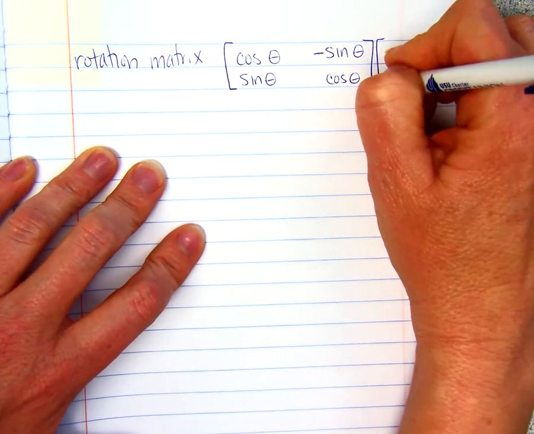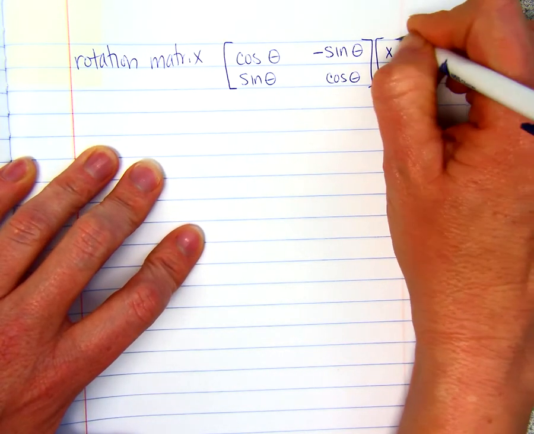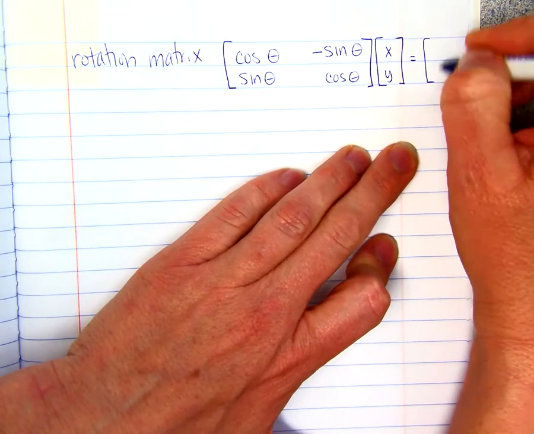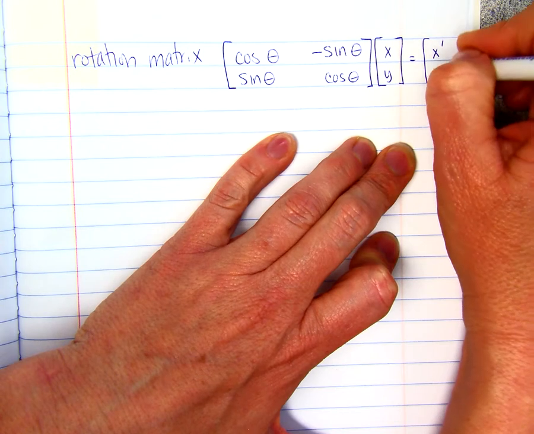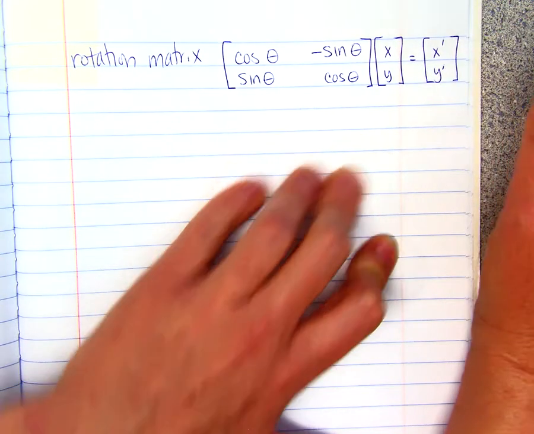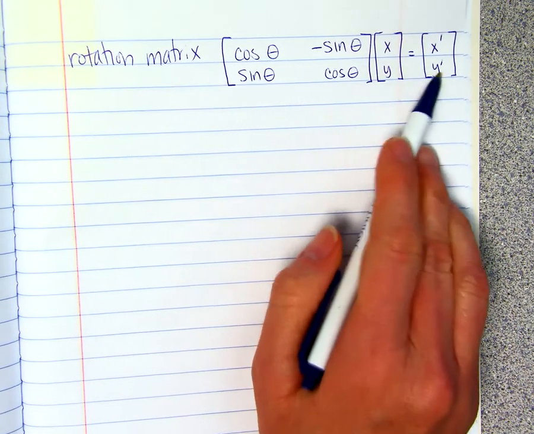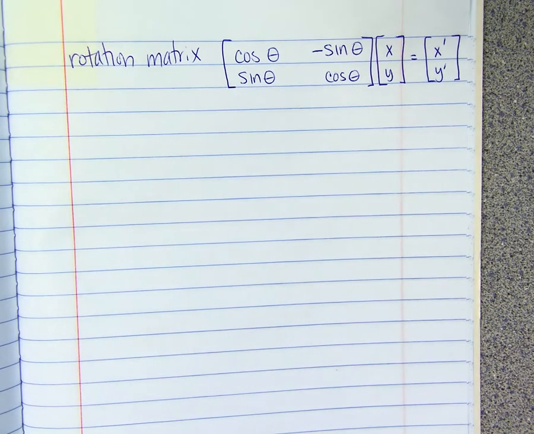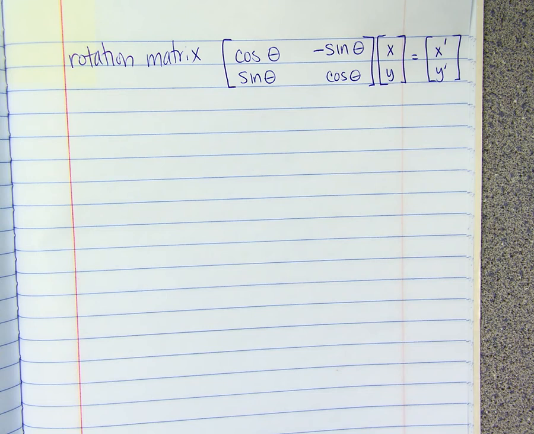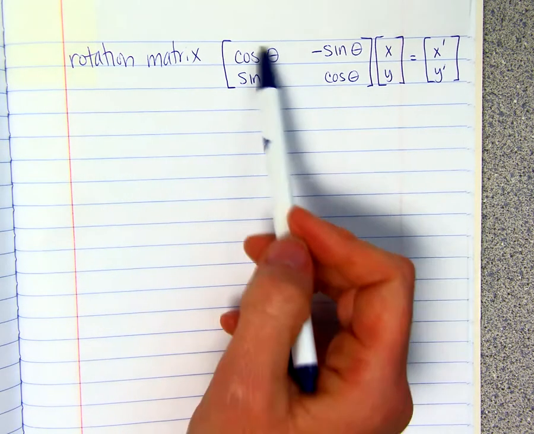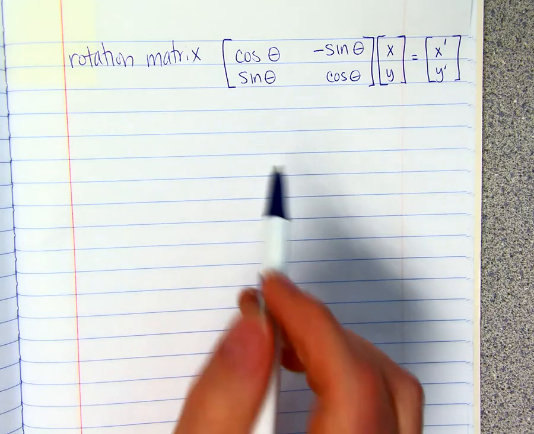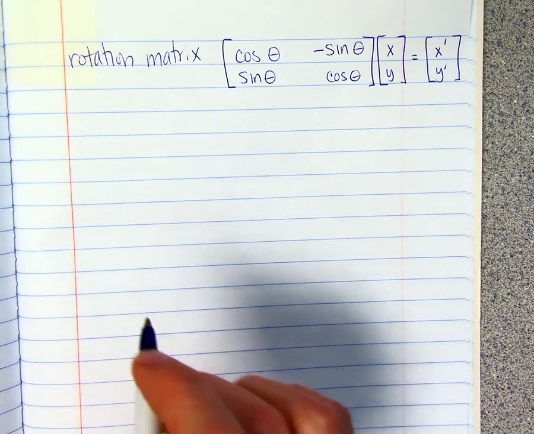If you multiply that times your point x, y, you will get x prime, y prime. So you'll get your image. So you rotate your pre-image to get your image. That's for any degree theta. So if you want to rotate it 45 degrees, you would just use this. That's really helpful, actually. Should have been doing that in geometry. That would have helped a lot.